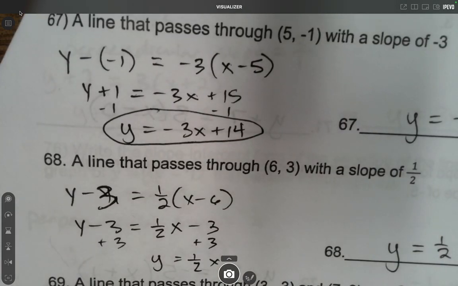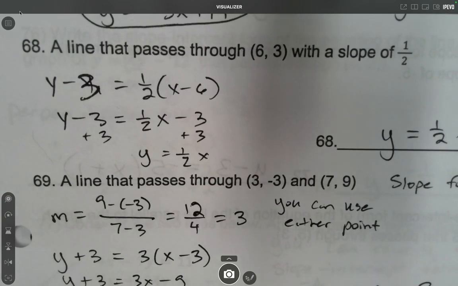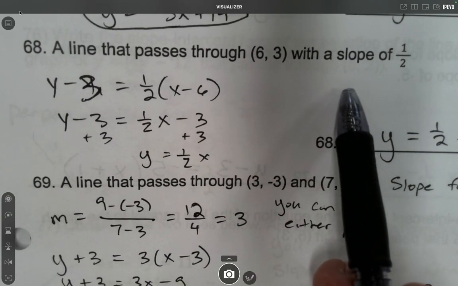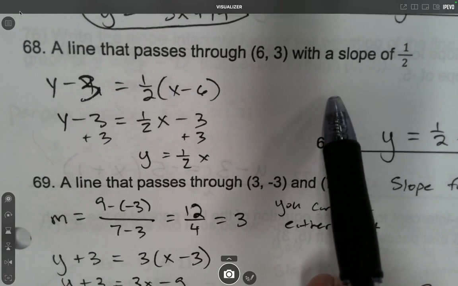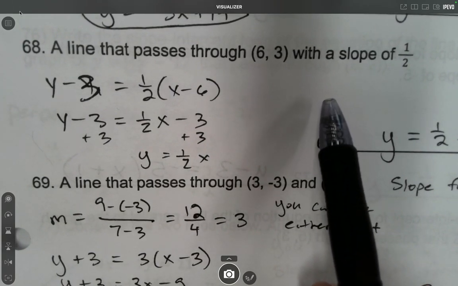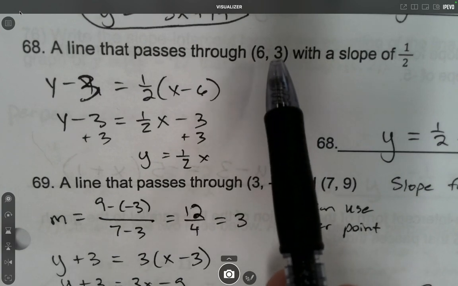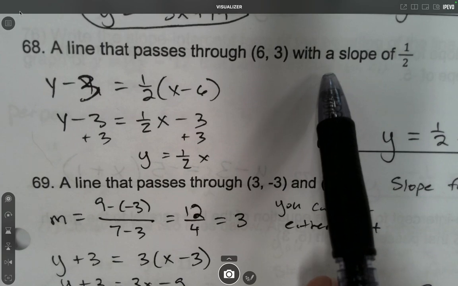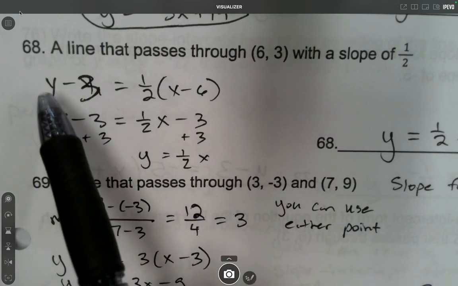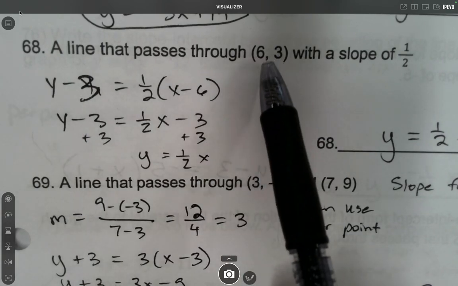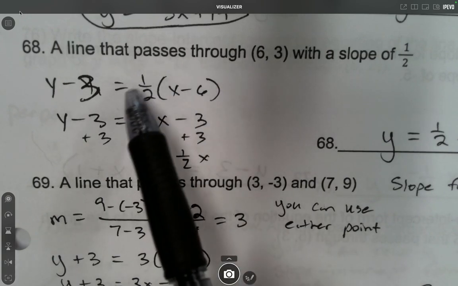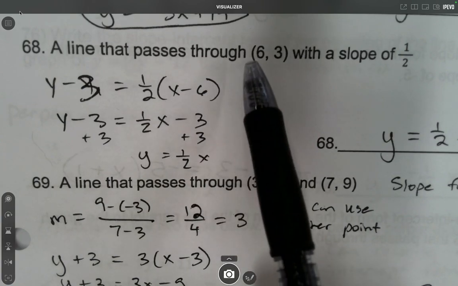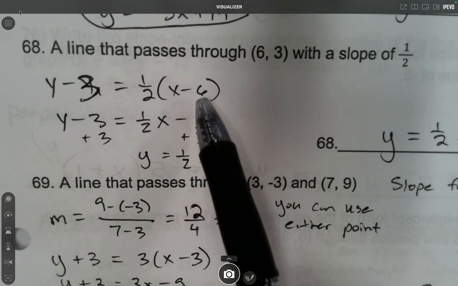Okay, on 68 we'll follow the exact same pattern. We'll start by plugging in the point and the slope that they give us into the point-slope form. And that may sound repetitive, but that's because the name of the forms actually helps you know what to do. They gave you a point and a slope, so we should use the point-slope form. So we do y minus the y value, 3, equals the slope, 1/2, times x minus the x value they gave us, which is 6.